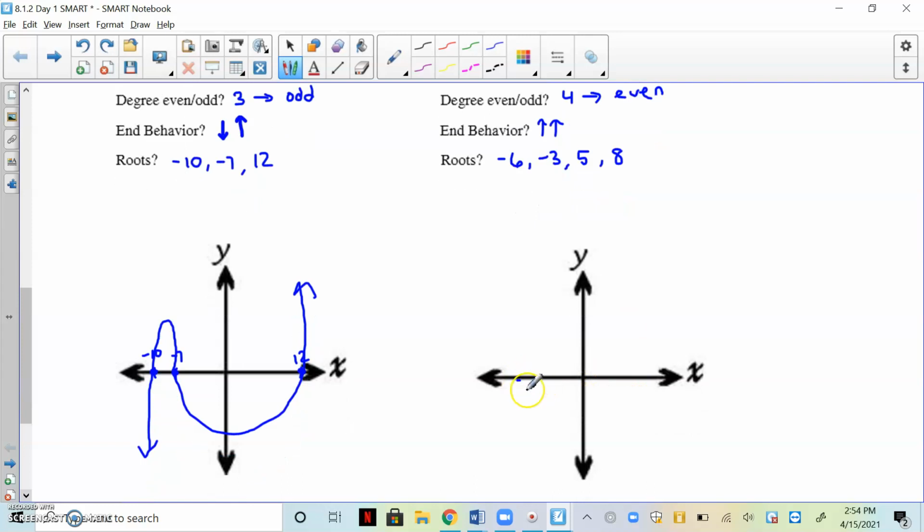So we have -6 here. I'll put that here. -6, -3, 5, and 8. All right, these are approximately where I think those would fall. And I know my end behavior is up, up, so I'll start up here.